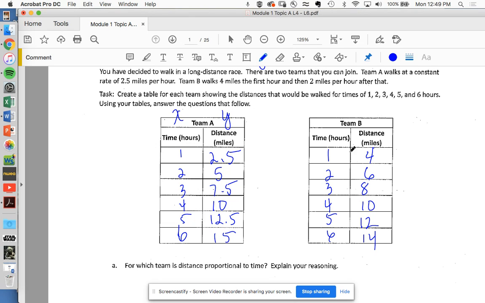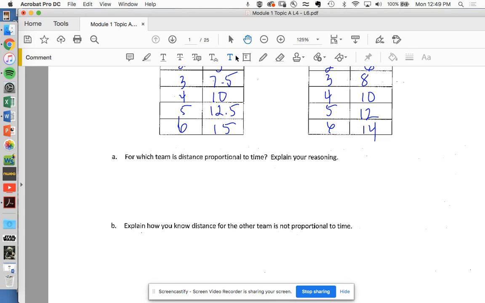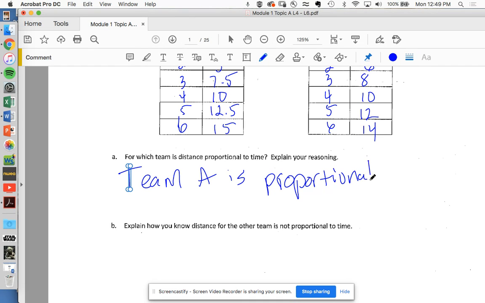What about over here? What do I do to 1 to get to 4? Times 4. What do I do to 2 to get to 6? Hold up. Is it proportional? No. So which one is proportional? Which team? Team A. Team A is proportional. Why? Why is Team A proportional? Because there's a constant of proportionality that is 2.5.